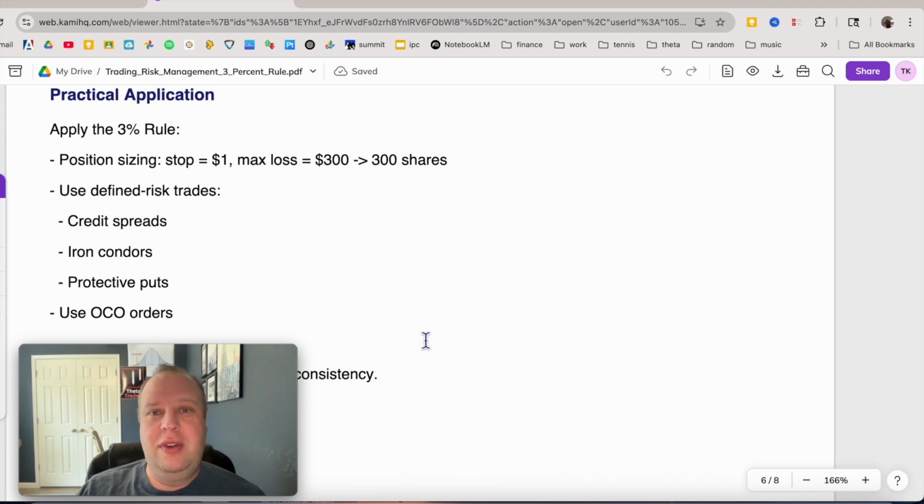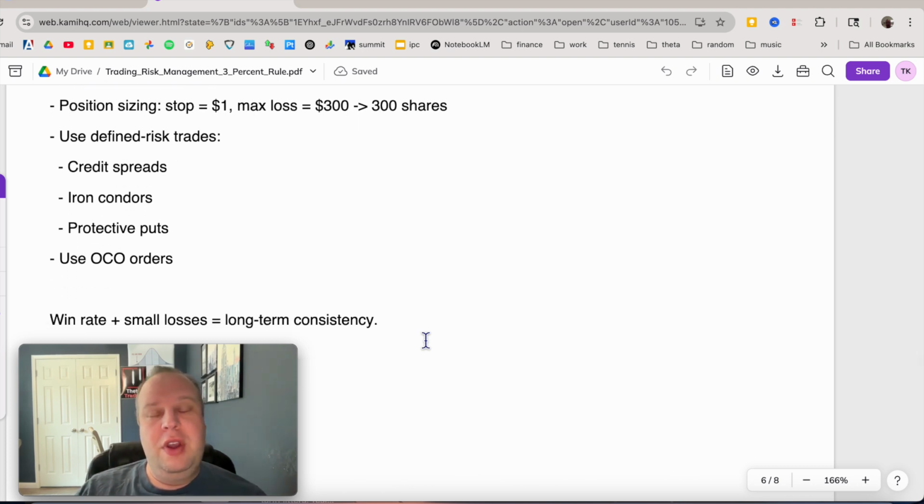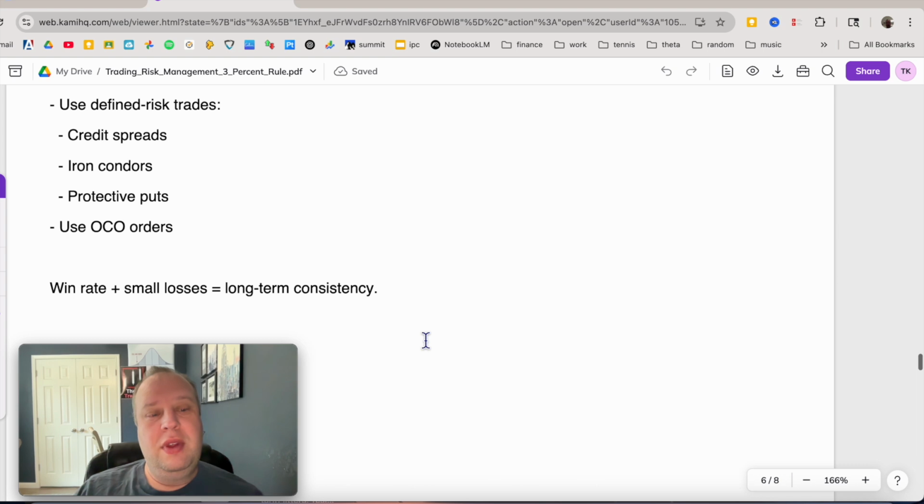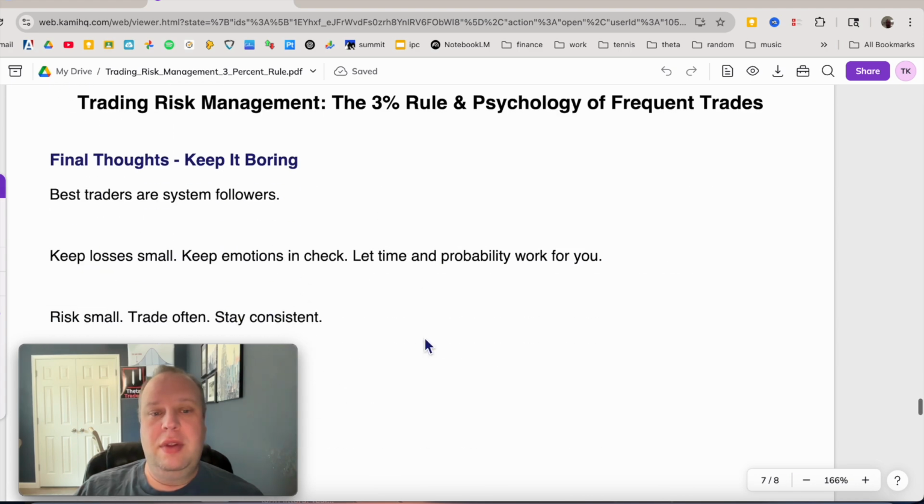Iron condors, protective puts. If you buy a stock and then buy a put with it, you are limiting what your max loss is, because if the stock goes down, your put actually goes up. OCO orders, you can take a profit or stop out at the percent that you're willing to lose. Having that win rate plus a lot of small losses could mean long-term consistency.